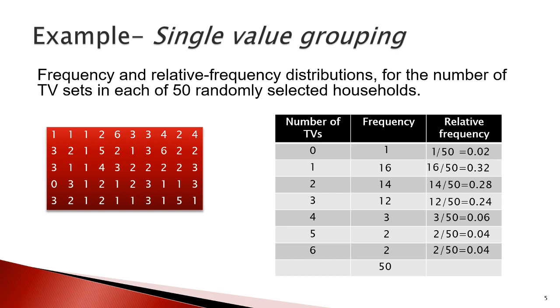And similarly, we can do the rest: 14 divided by 50, 12 divided by 50, 3 divided by 50, like that. We can get the relative frequencies. And the summation of those relative frequencies should equal 1.